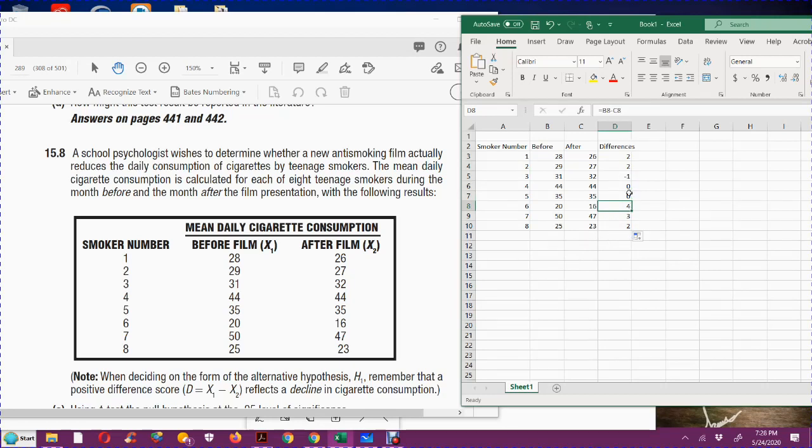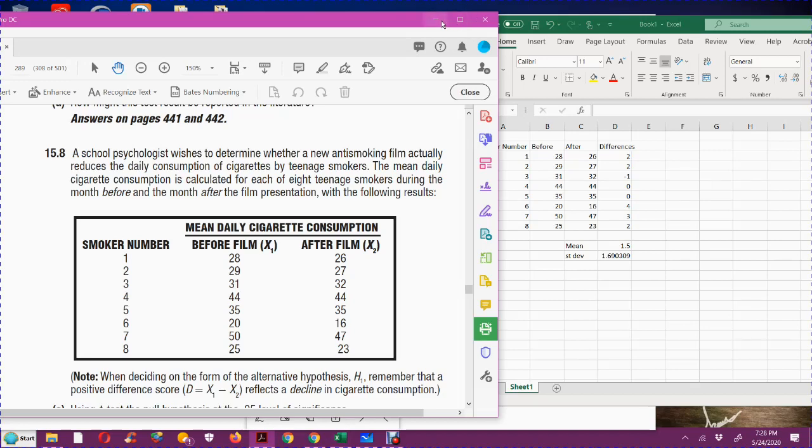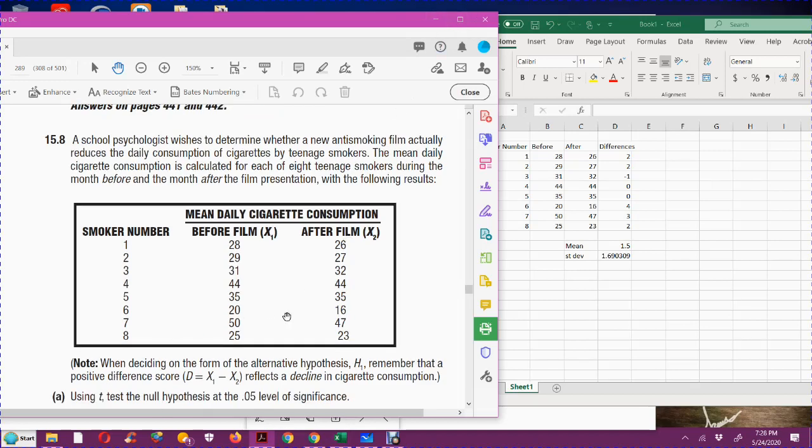Now I want to compute the mean and the standard deviation of these differences. So the mean of the differences, I'll just do equals average and click and drag through those differences. And I'm going to compute the standard deviation of those differences, so equals stdev.s, a sample standard deviation of those differences. I get these two numbers, 1.5 and 1.690309, for the mean and standard deviation. All right, so that's really all I have to use Excel for, although I'm going to show you how to do this in Excel after we finish part A here.